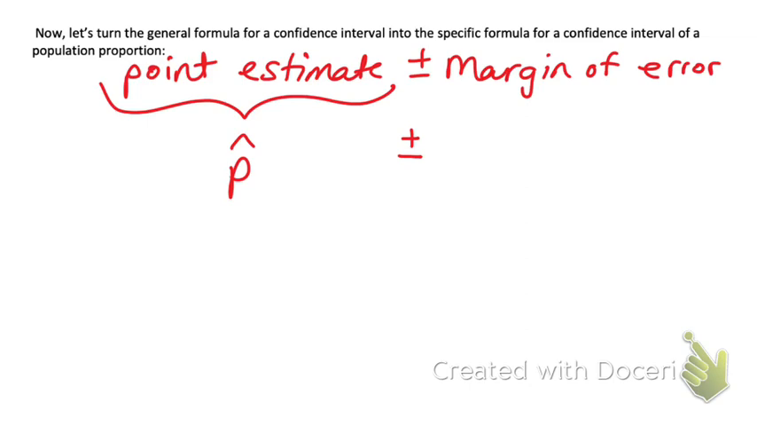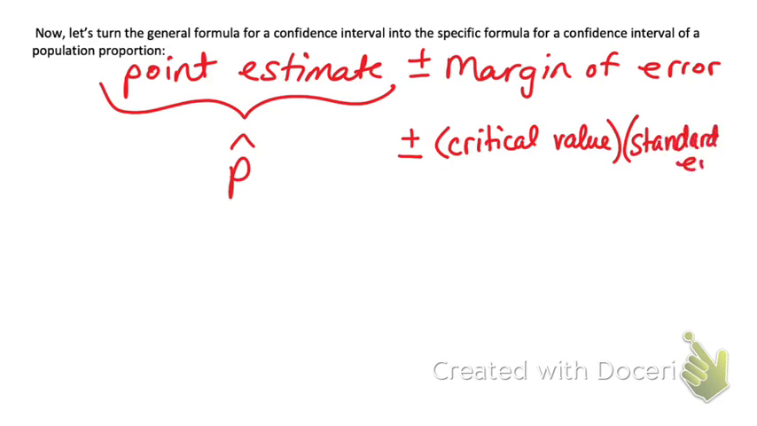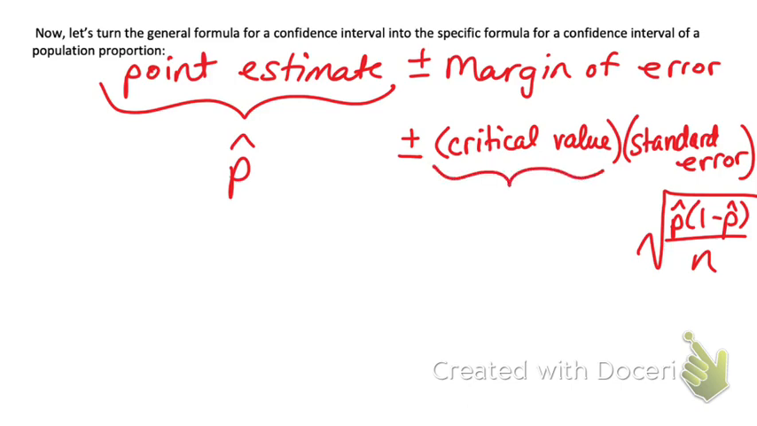Now, the margin of error is actually made up of two things. It's made up of something called the critical value and then the standard error. And that's what we just talked about, the standard error being the standard deviation formula, but using p hat instead. So the standard error part is the square root of p hat, 1 minus p hat, divided by the sample size. So the only thing then that we don't really know about is this thing called the critical value.